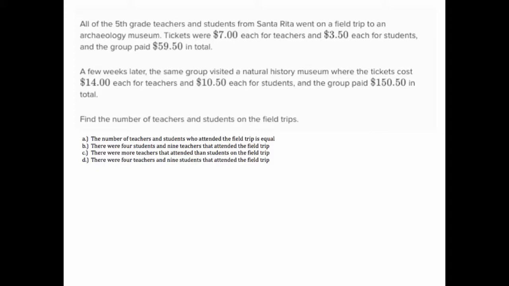Find the number of teachers and students on the field trip. Well, we know that there were 4 teachers and 9 students. Now let's answer our question. Number of teachers and students who attended the field trip is equal. Nope, we know that's not true. There were 4 students and 9 teachers that attended the field trip. Nope, because we know there were 9 students. There were more teachers than students on the field trip. Also not true. That leaves us with D. There were 4 teachers and 9 students that attended the field trip.